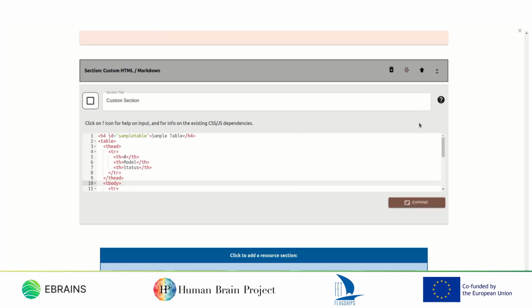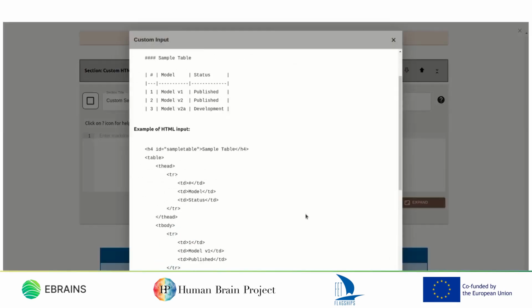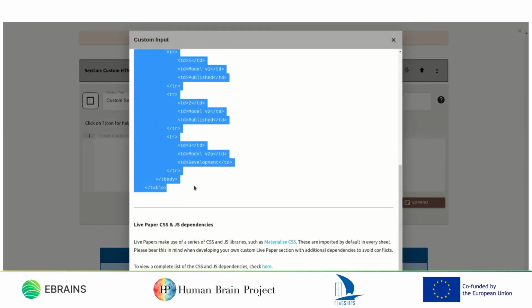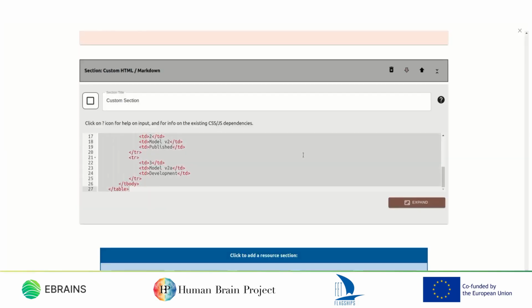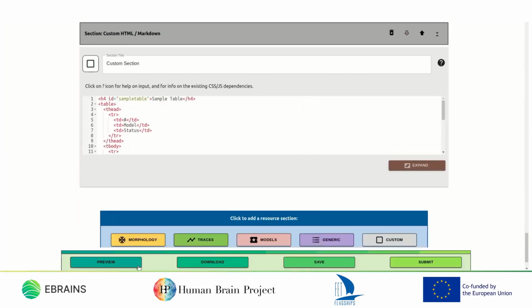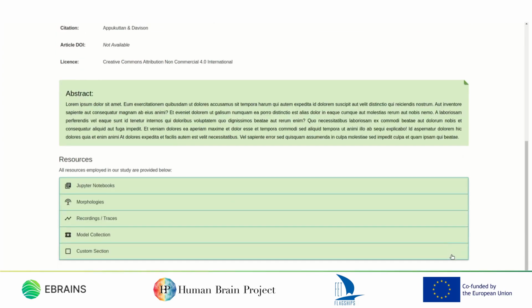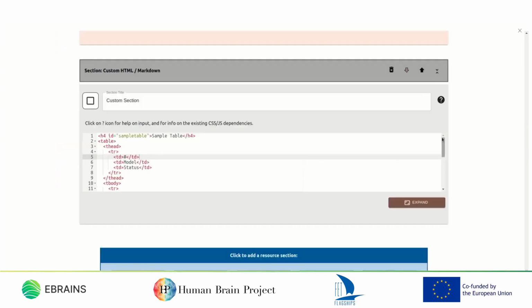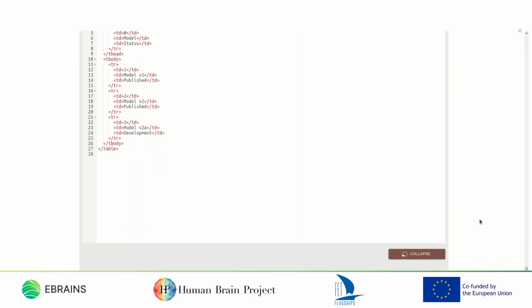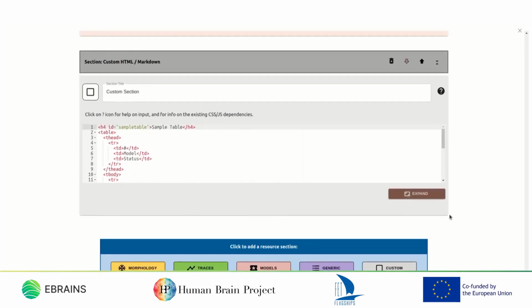Let us go back and check the HTML example. We copy over the HTML code and paste it into the code editor. On previewing, we see that an equivalent HTML table is now displayed. Do note there is an option to expand the code editor field to see more lines of code. Let us now try a different example. I'm creating a button using HTML.